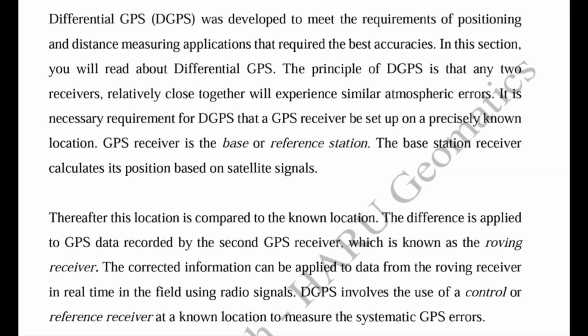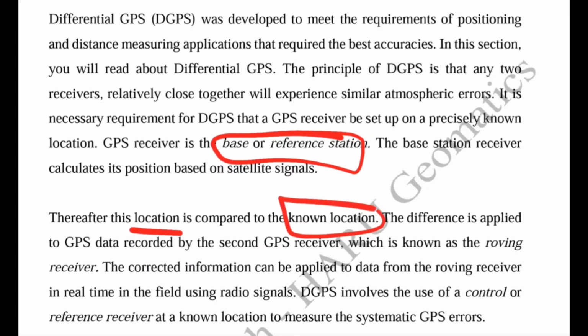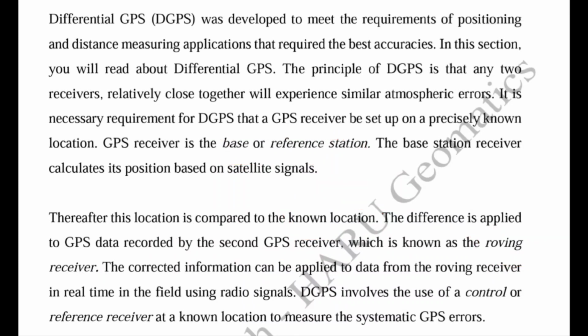As we said, the reference station or base station calculates its position regularly and continuously, and that location coordinates are compared with the known location. Whatever the difference between these two data is applied to the second GPS receiver, which is known as the roving receiver. And this roving receiver is a moving receiver, means it calculates the position at the unknown coordinates that we want to know.